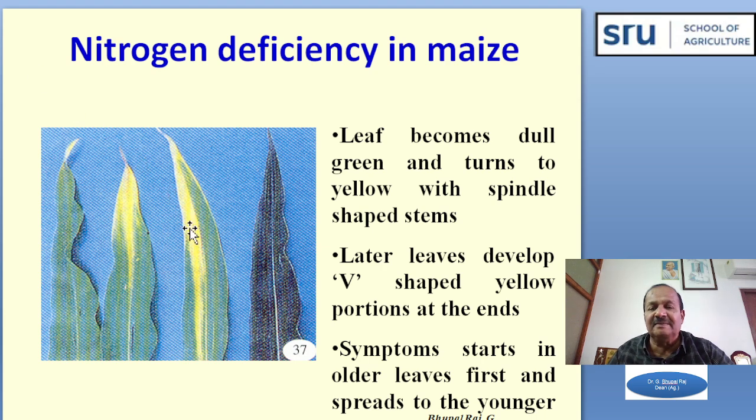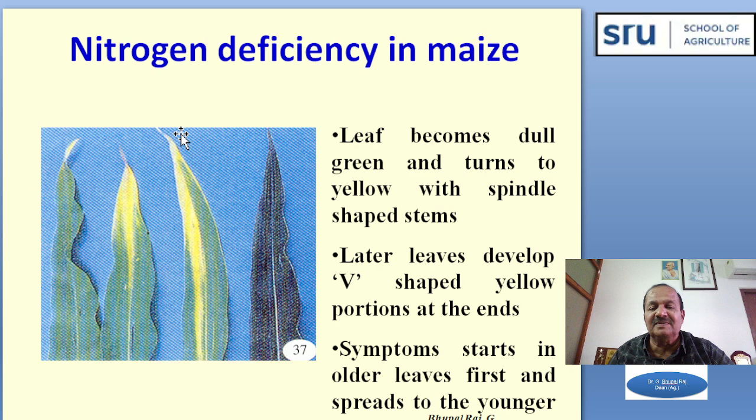So leaves will become dull green in color, and you see the leaf turns yellow with a spindle shape. The shape of the leaf is also spindle shape. So leaves develop V-shaped yellow portions. You can see here, these are the V-shaped yellow portions. It will develop. So, what are the symptoms?